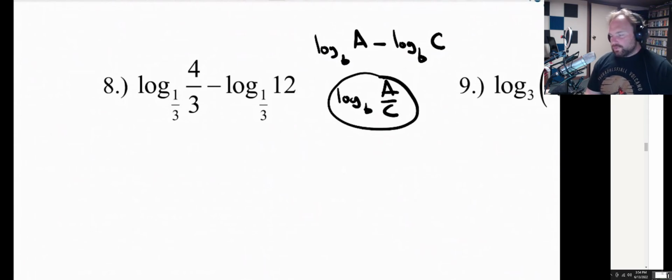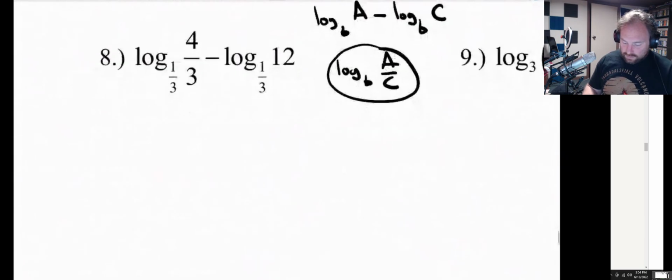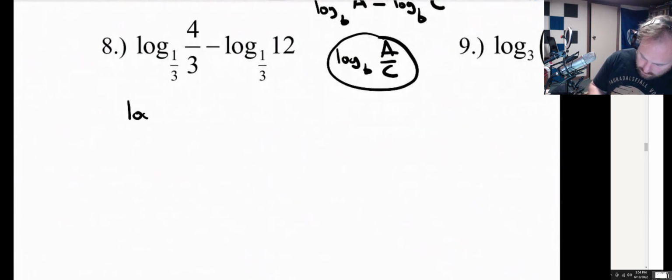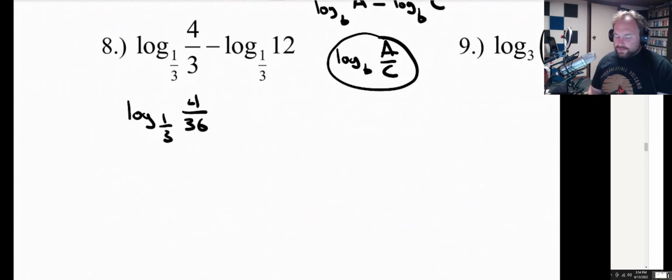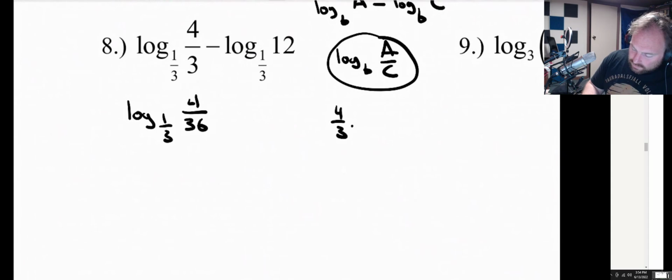So we're going to use this rule right now. We're actually going to divide 4/3 and 12. So we'll combine these together. We have the log base 1/3 of 4 over 36. And all I'm doing there is 4/3 times 1/12, instead of dividing by 12, multiplying by 1/12. A really helpful trick to get around a lot of division situations.